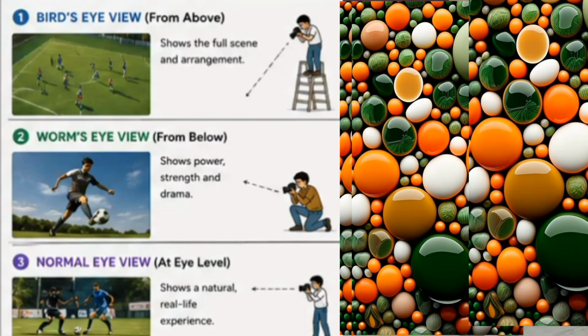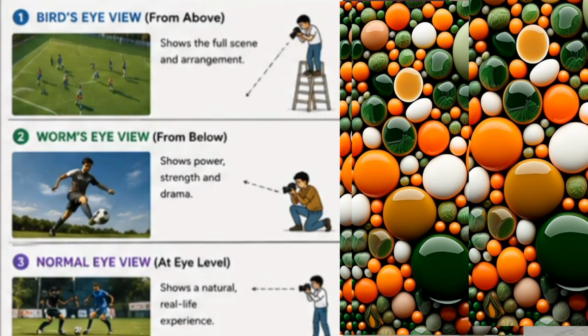Then, when you talk about the worm's eye view, this photo is taken from below looking upward. You take, for example, an earthworm which is down on the ground looking up. So you can pretend that you are down on the floor, then your focus is up in the sky. It shows power, strength, importance, and drama. Now, how do we take it?